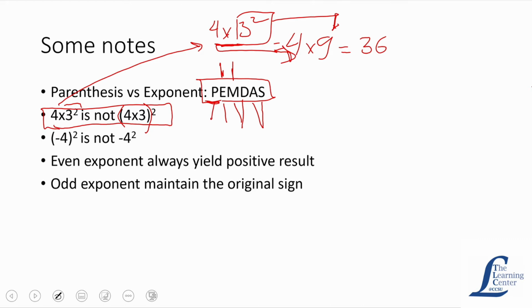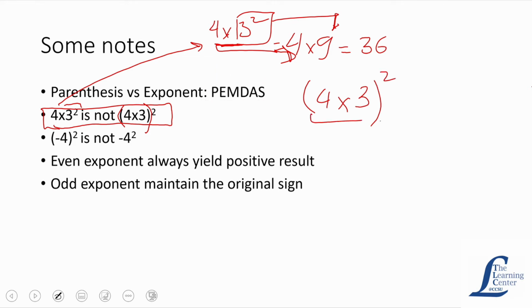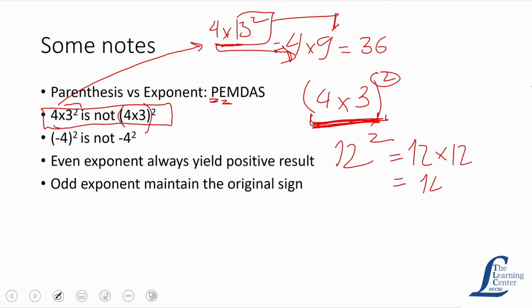Moving on to the second expression, which is the parentheses of 4 times 3 raised to the second power. In this case, we have the parentheses and the exponent. We have the P and we have the E. Which one goes first? That would be the parentheses group. P goes before E. Inside the parentheses, that would be 4 times 3. So we calculate parentheses first. So 12 raised to the second power, that would be 12 times 12. That would be 144. 36 is not the same as 144. So these two expressions are not the same.